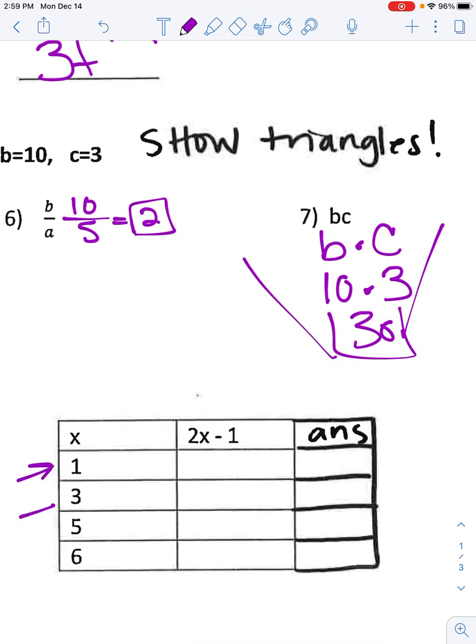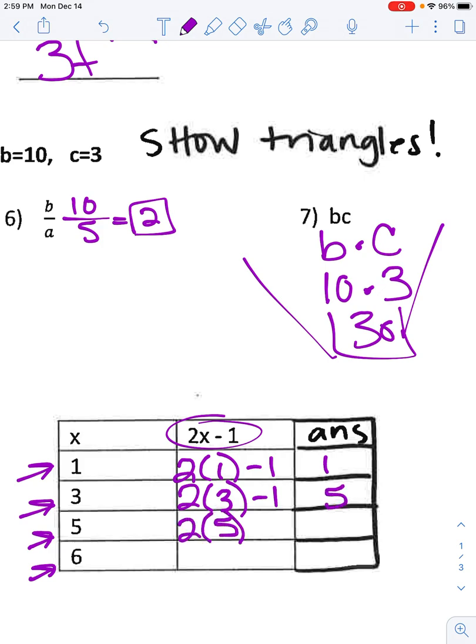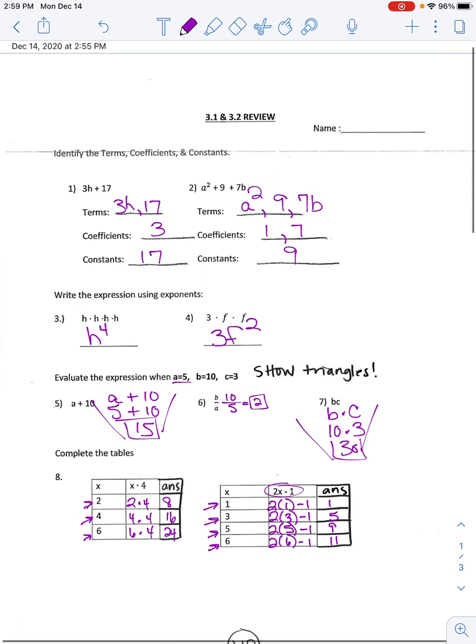Over here, these are the numbers that we're throwing in for x. Remember, order of operations, 2 times 1 is 2. 2 minus 1 is 1. 2 times 3 is 6, minus 1 is 5. 2 times 5 is 10, minus 1 is 9. 2 times 6 is 12, minus 1 is 11.